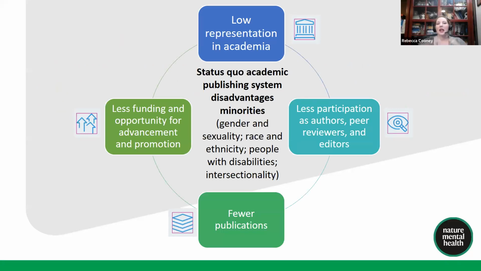I think this is the standard representation of one of the major challenges within the research enterprise and academia in general: people who have historically been shut out of the publication system and engine. The entire publishing system has traditionally disadvantaged minorities. Because of that, people are underrepresented in academia and are then less likely to be authors, peer reviewers, and editors. This leads to fewer publications from these groups, and also less funding and opportunity for advancement and promotion. So you can see how this vicious cycle is represented, and how this model of disadvantage, being shut out from the academic publishing system, applies to multiple groups of people.